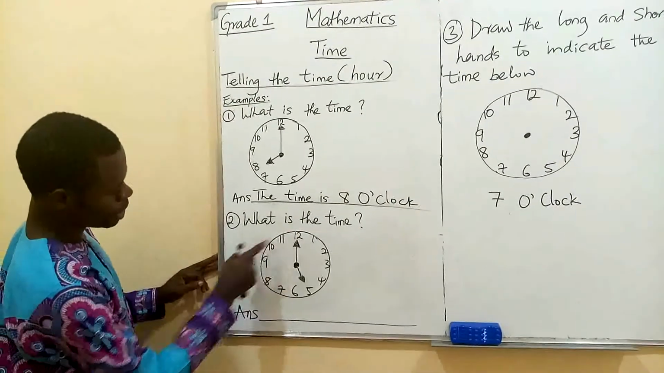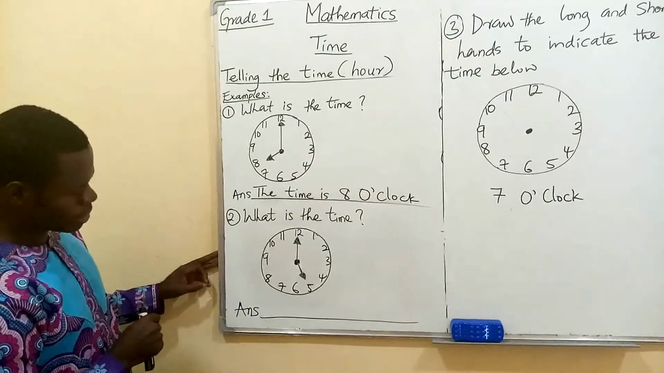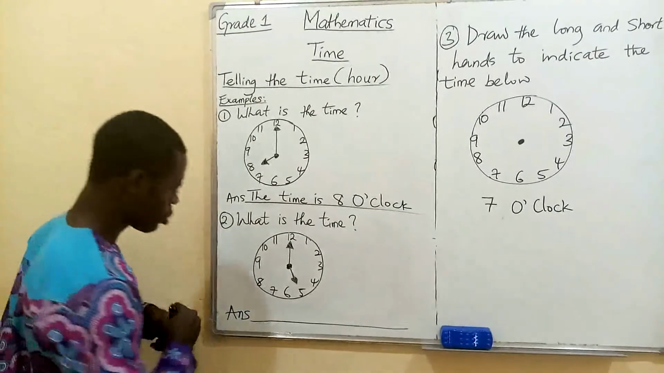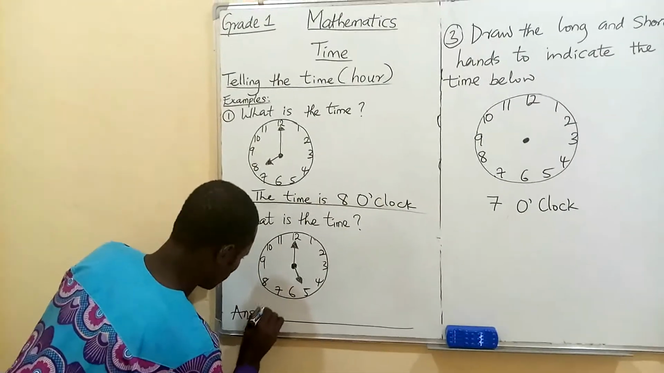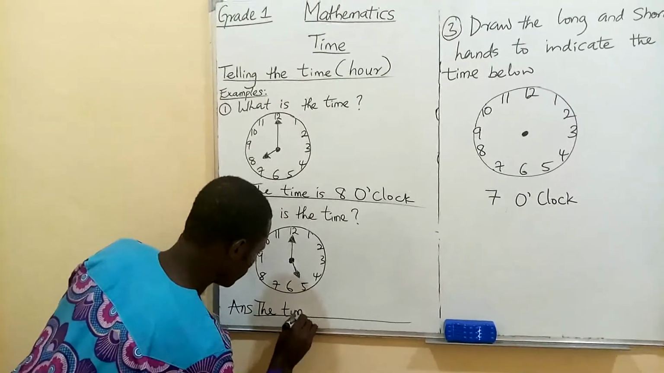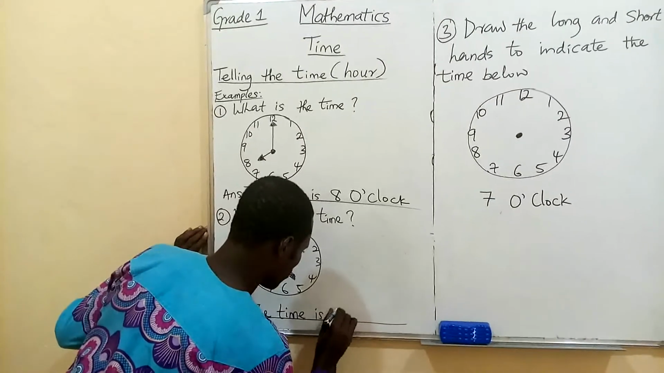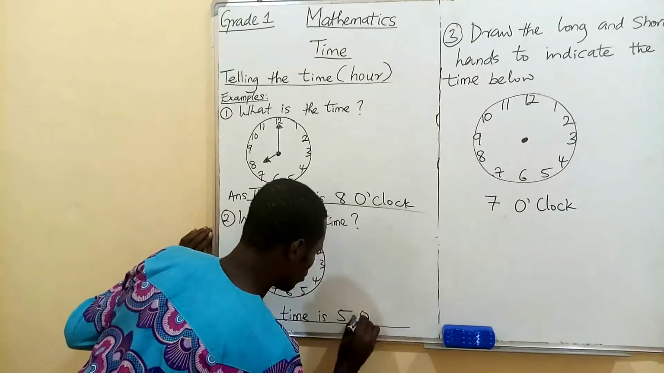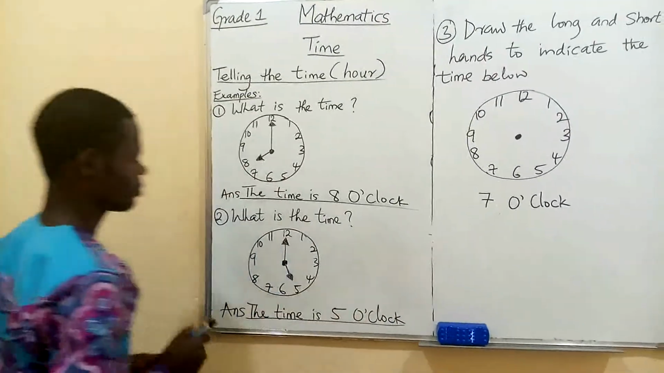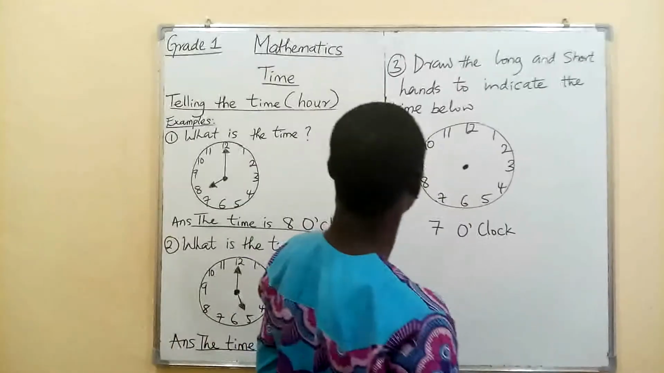The long hand is pointing at 12, while the short hand is pointing at 5. So the time is what? 5 o'clock. The time is 5 o'clock. Right? Alright, we move to example 3.